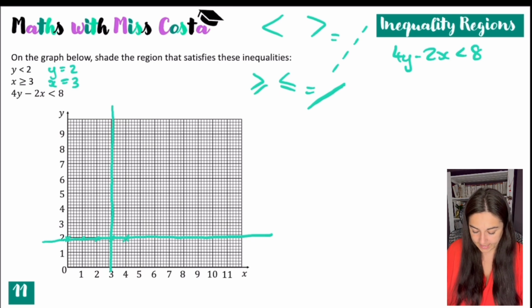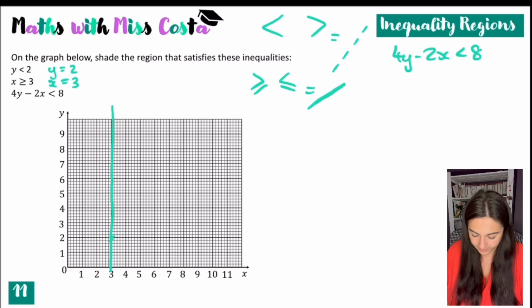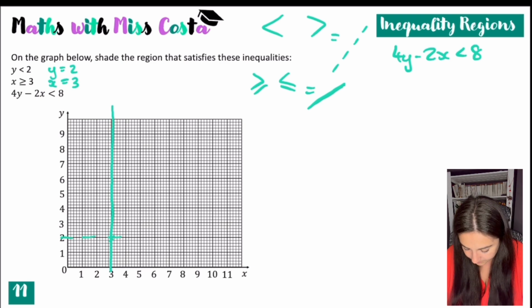Now, what I didn't do is take into account that this is an inequality. Because it says y is less than 2, I must make it a dotted line. So let me just delete that and turn it into a dotted line. So you've got your dotted line over here.